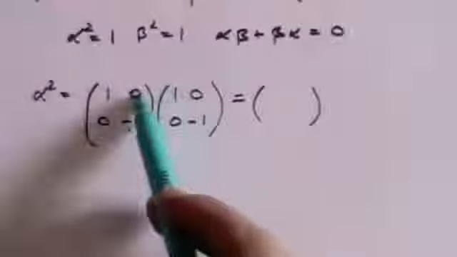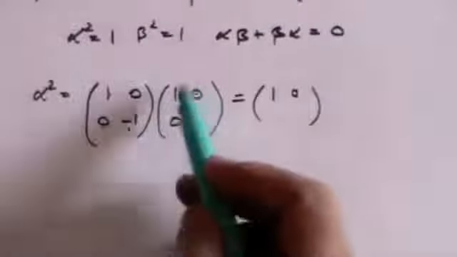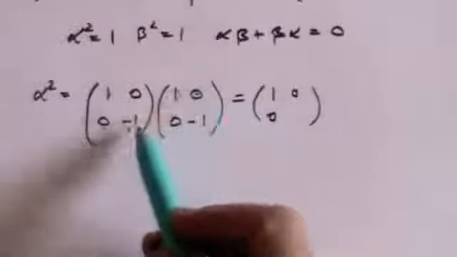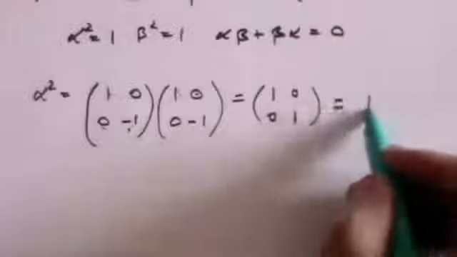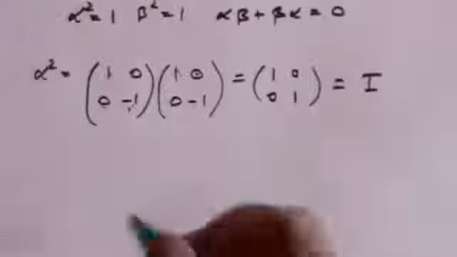1 times 1 plus 0 times 0 is 1. 1 times 0 plus 0 times minus 1 is 0. 0 times 1 plus minus 1 times 0 is 0. 0 times 0 plus minus 1 times minus 1 is plus 1. That is the identity operator, the matrix equivalent of 1. Phew, alpha squared does indeed equal 1.